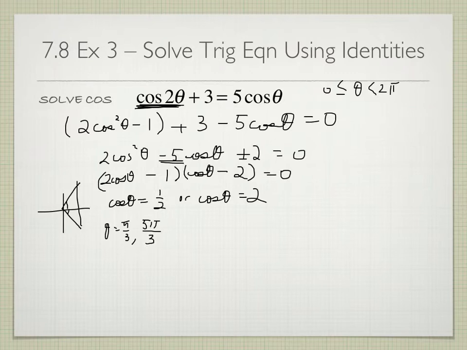Okay. Now, what about this other equation that we have? How can we solve this? Well, we can't, because the cosine of theta has to be between -1 and 1. So that is no solution. Okay, so there's no solution here. So that's just an extraneous answer that we get from doing the math. Okay, so this is our answer. Theta equals pi over 3 and 5 pi over 3.